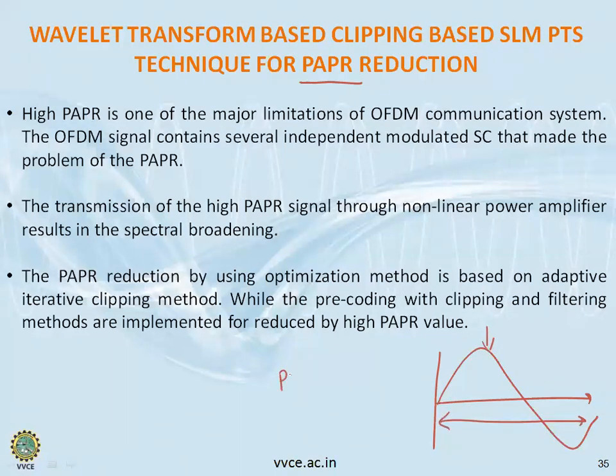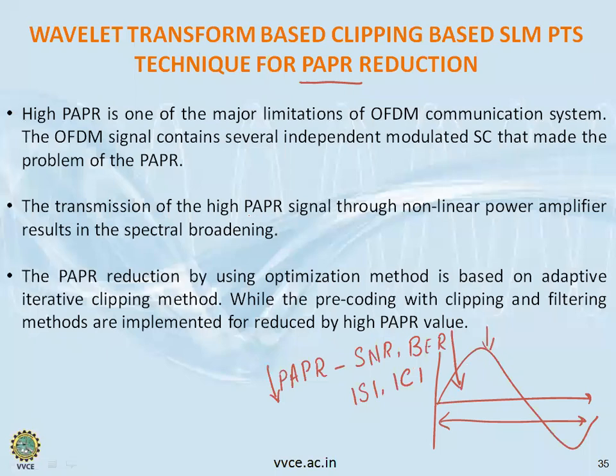So PAPR basically relates to peak to average power ratio, signal to noise ratios, bit error rates, inter-symbol interference, and inter-carrier interference. So when PAPR is less, we can say that all these parameters will be less. That's why PAPR plays a very important role.